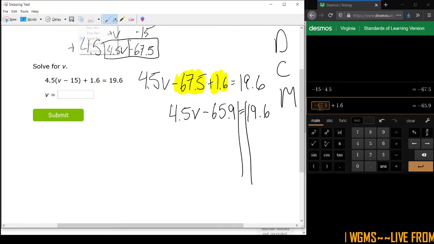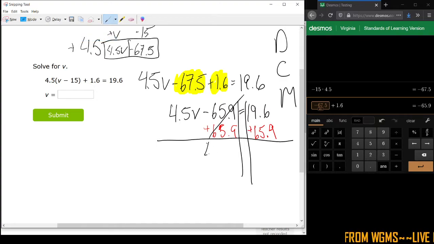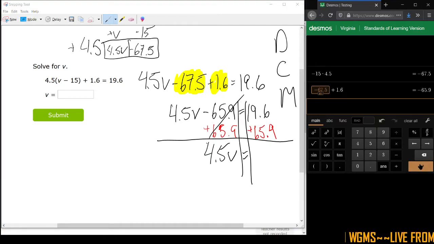Simple two-step equation. Add the opposite to both sides. So 65.9, 65.9. On the left it cancels out, and that 4.5v comes down. And my Desmos calculator, I can still use it. I can say I have 65.9 plus 19.6. So I'd say this is 85.5.